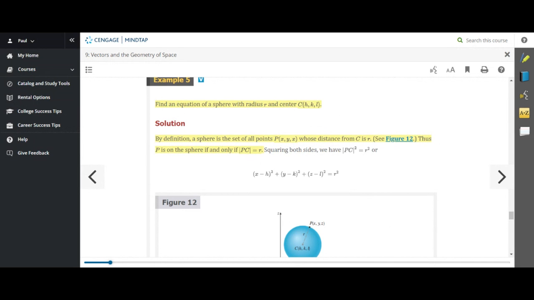So that means if P is any point on the sphere, the distance between the points P and C would have to equal R. If you square both sides of that equation, distance between P and C equals R, you'll get this formula. And so now you have a formula for a sphere.